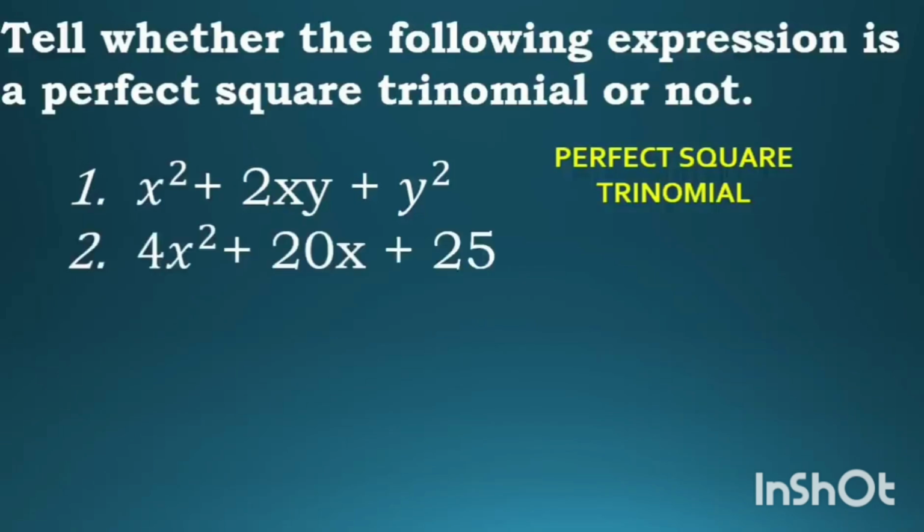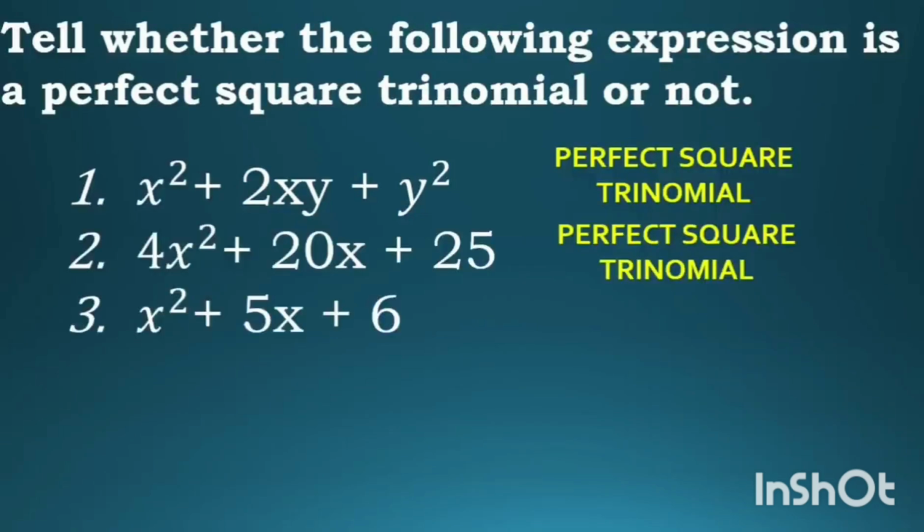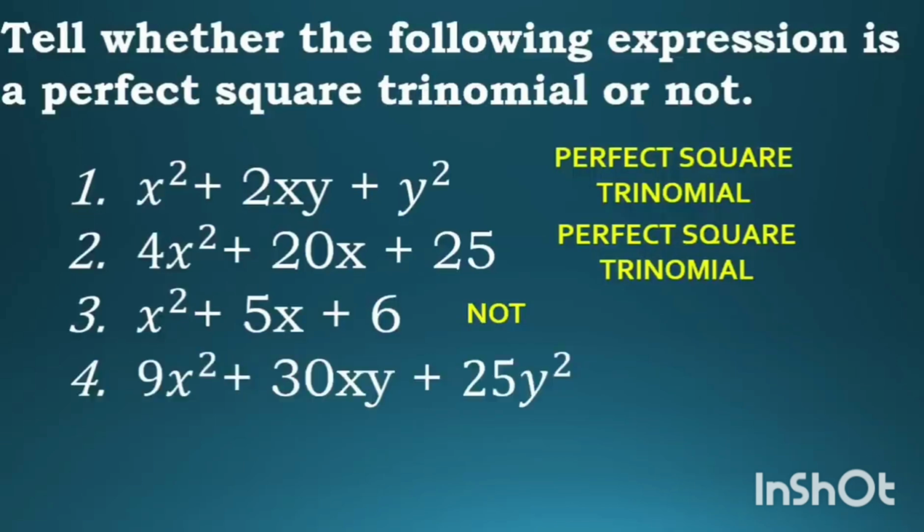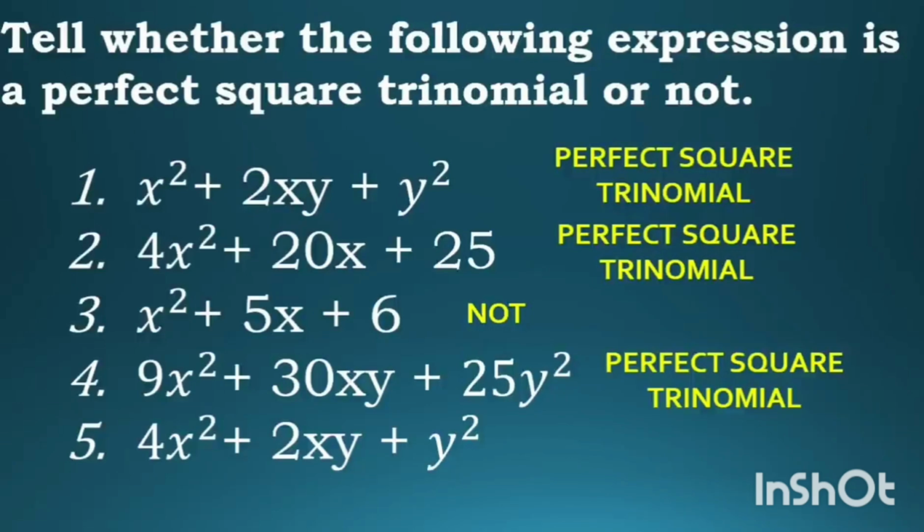Next, 4x squared plus 20x plus 25. This is also a perfect square trinomial. X squared plus 5x plus 6. This is not a perfect square trinomial. 9x squared plus 30xy plus 25y squared. This is a perfect square trinomial. And 4x squared plus 2xy plus y squared. This is not a perfect square trinomial.